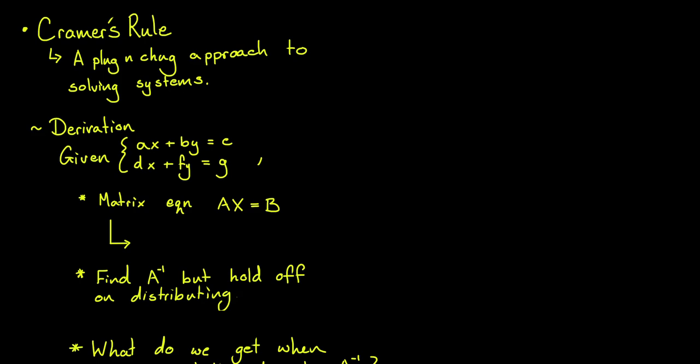Now, as far as what I want you to actually write down, this section is what you should have written in your notes, up to that first asterisk. Don't include the first asterisk. All I need you to have is Cramer's rule, what it is, that it's a plug and chug method, and then we're going to derive it using this 2x2 system.